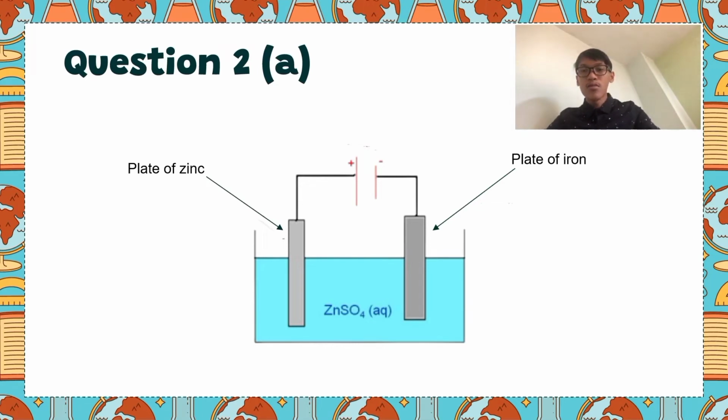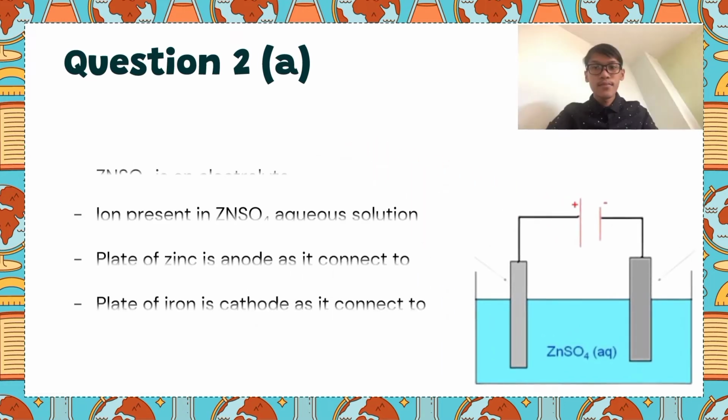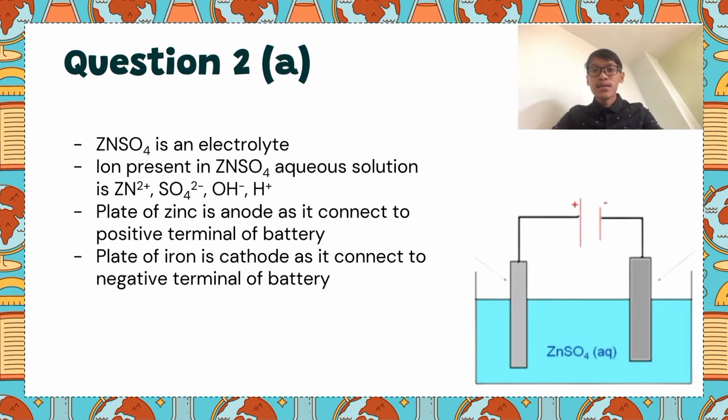Hello, now we will talk about question 2a, which asks us to explain the process of this diagram. As we can see, ZnSO4 is used as the electrolyte of this experiment. Therefore, the ions present in it are Zn2+, H+, SO4 2-, and OH-, and it is an aqueous solution. We can see that the anode of this experiment is a plate of zinc, while the cathode is a plate of iron.